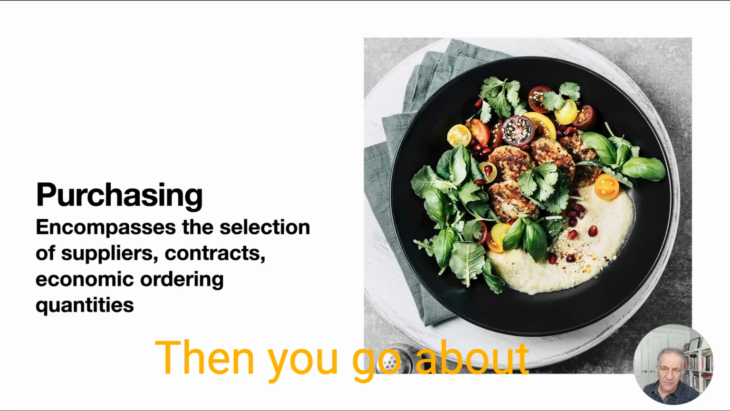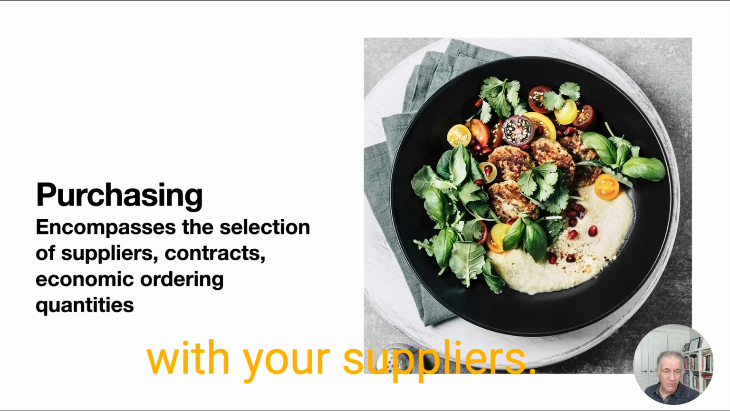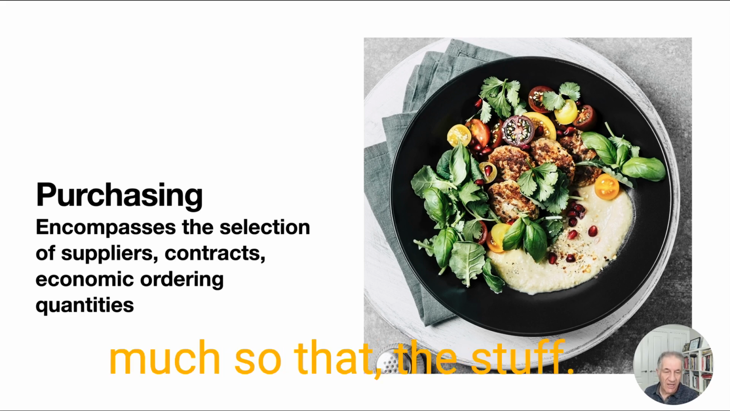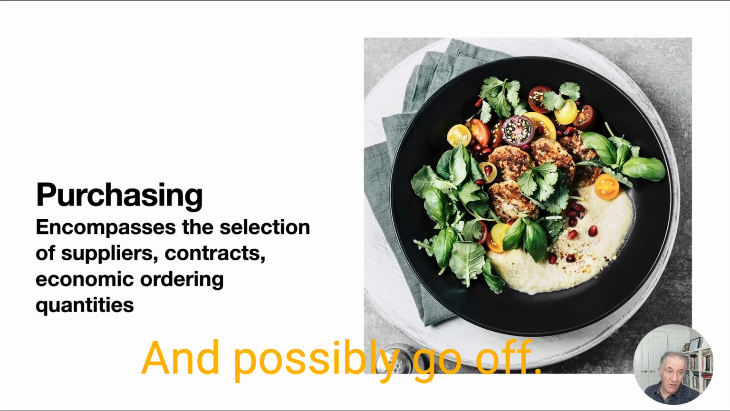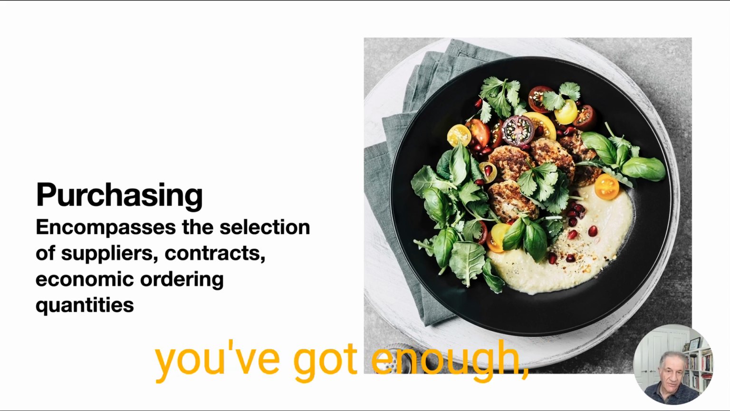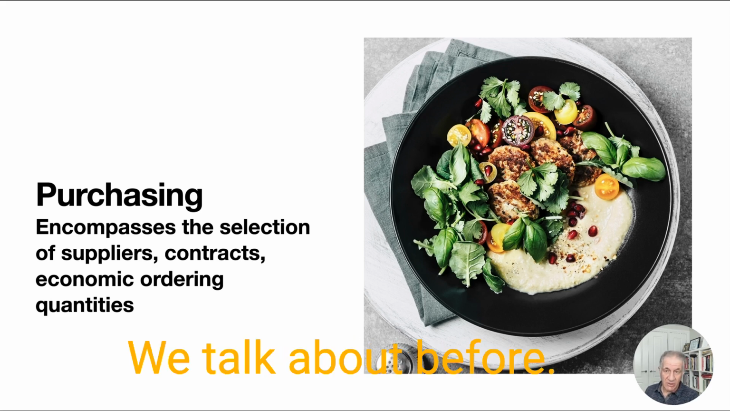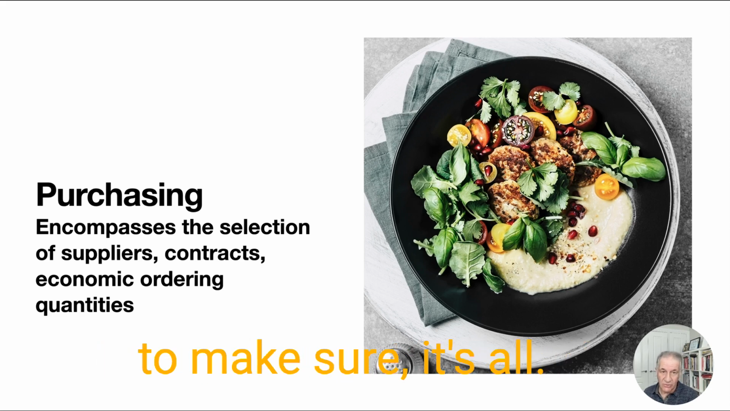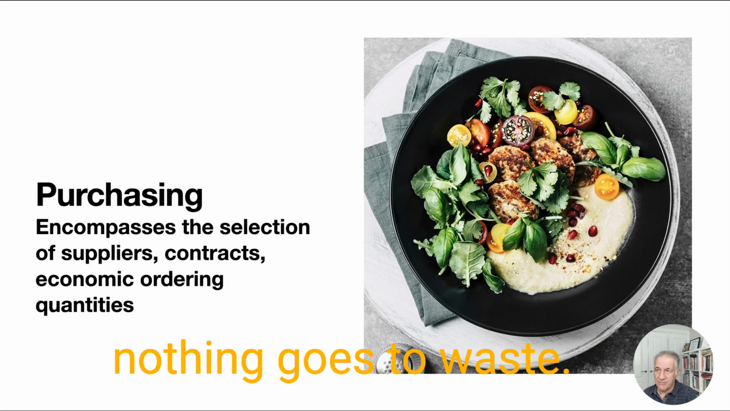Then you go about your purchasing. A selection of suppliers, having contracts with your suppliers, your purchase specifications, and you order the economic levels. You don't order too much so that there's stuff left over and possibly goes off, and you make sure you've got enough so you don't run out. It involves every other function that we talked about before, but you've got to order the right amount of stuff to make sure it's all fine, you don't lose money and nothing goes to waste.